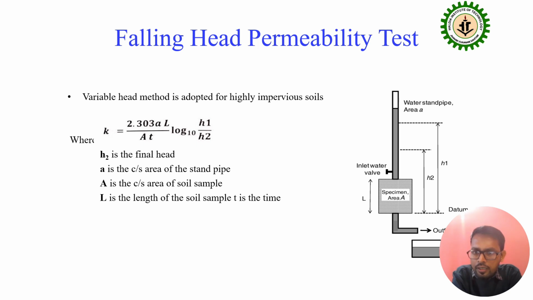t the water is dropped down. Suppose the final head is H2 and the initial head is H1. So by applying Darcy's law, we can derive the formula to find the coefficient of permeability, that is k is equal to 2.303 aL divided by At into log base 10 of H1 by H2. Here small a is the cross sectional area of the standpipe and capital A is the cross sectional area of the soil sample, and t is the time duration, H1 is the initial head and H2 is the final head, and L is the length of the soil.